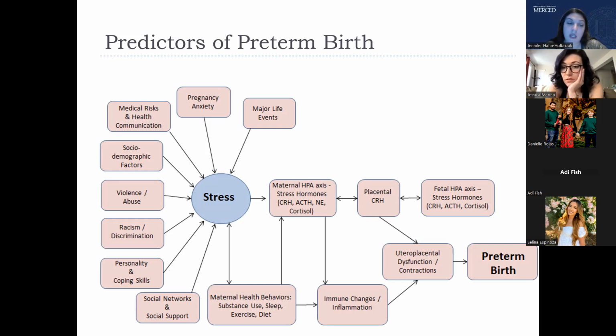Racism and discrimination, personality also can affect stress processes, social networks and social support. So moms who have more support are less likely to give birth preterm.